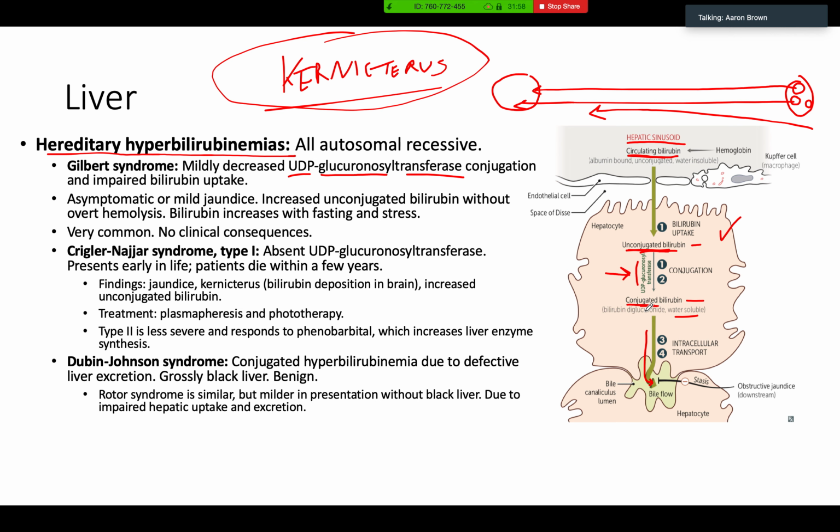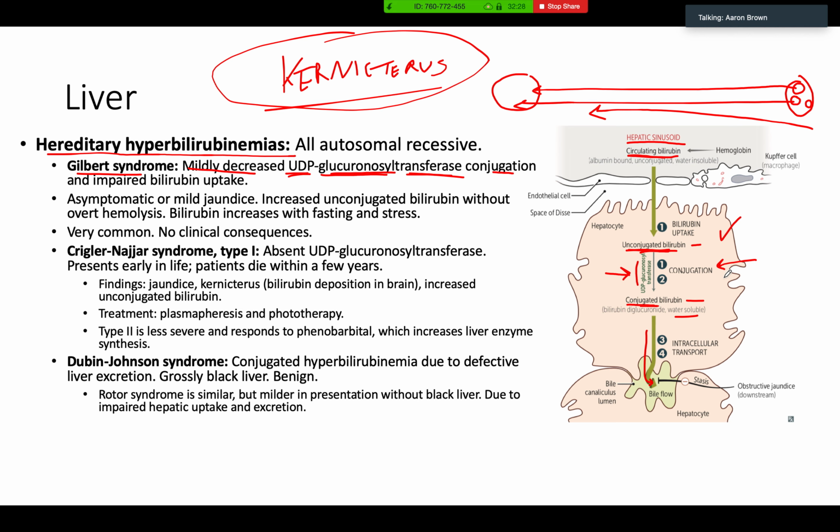Really, really nice. Now, what happens when we have decreased levels of that enzyme? Let's talk about it. So Gilbert's syndrome is going to be the first condition we talk about. And the primary problem here is a mildly decreased UDP glucuronyl transferase conjugation. That's the major problem. Right here at conjugation, the levels of this enzyme are lower. Our baby has less of this enzyme.